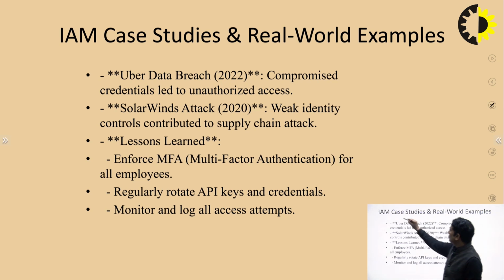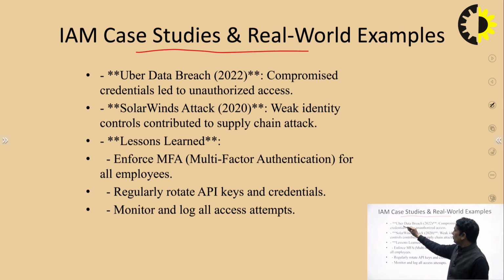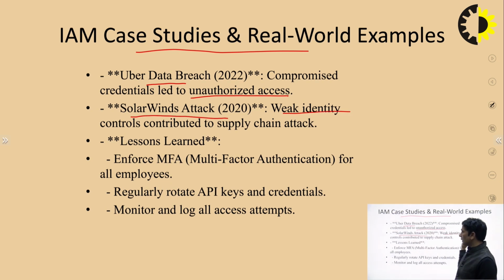Some case studies: the Uber data breach in 2022, where compromised credentials led to unauthorized access to the system. Similarly, the SolarWinds attack in 2020, where weak identity control contributed to the supply chain attack. What lessons have we learned from these attacks? Enforce MFA for all employees, regularly rotate API keys, and monitor and log all access attempts to the system.